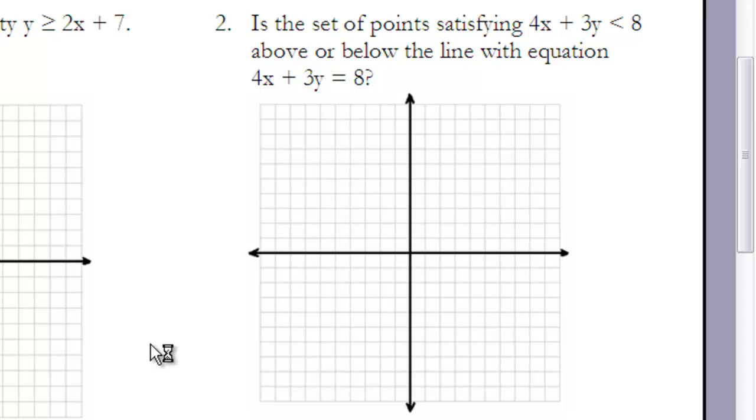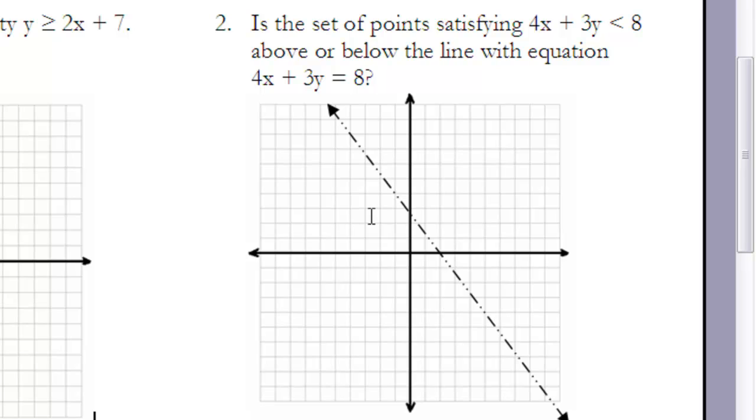So let's graph those 2 points and then draw in that line. Now that boundary line we know is going to be a dotted line because it's less than, not less than or equal to. So here's that line. You'll notice that I have the 2 intercepts here at the point 2, 0 and the point 0, 8/3, which is approximately 2 2/3. Okay, so I've got that line drawn in.